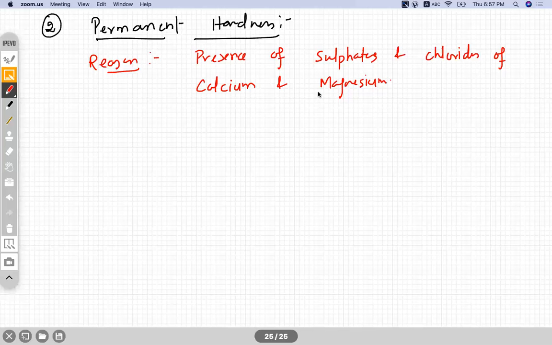presence of sulfates and chlorides of calcium and magnesium. Write down in this. To remove this type of hardness, we use various substances or molecules to remove this type of hardness.